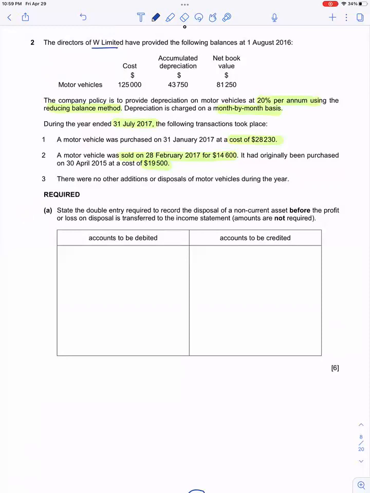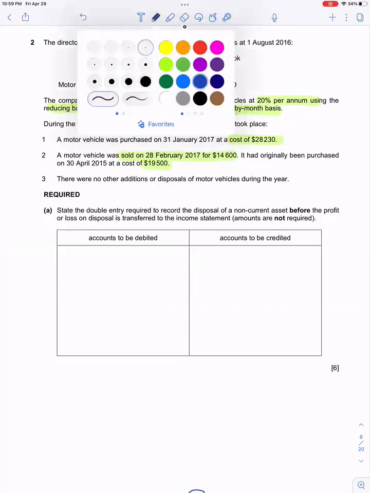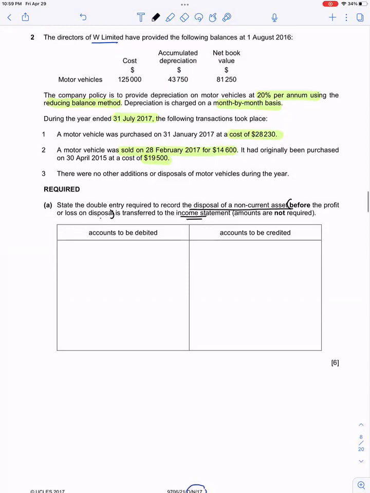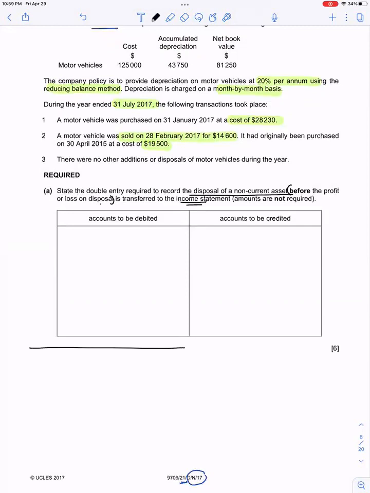So basically, one vehicle is purchased, one vehicle is sold. Depreciation on reducing balance method, month by month basis, 20% per annum. And you have to record the disposal of the non-current asset before the profit or loss on disposal is transferred to the income statement. Okay. So I'm preparing one motor vehicle account, and one provision for depreciation account.